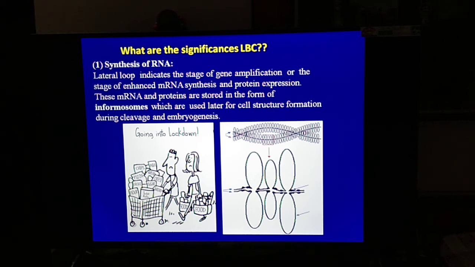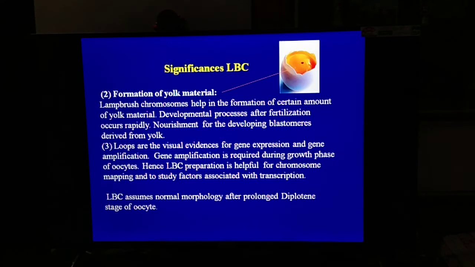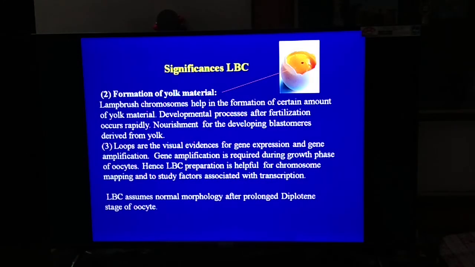early cleavage and embryogenesis. Another main function of Lampbrush chromosome is formation of yolk material. Lampbrush chromosomes help in the formation of certain amount of yolk material. Developmental processes after fertilization occur very rapidly. Nourishment for the developing blastomeres is derived from this yolk.